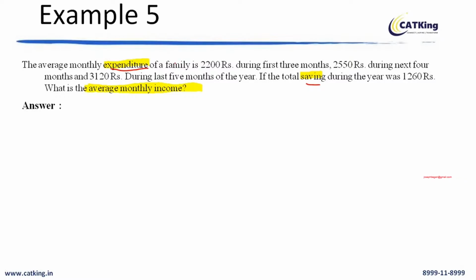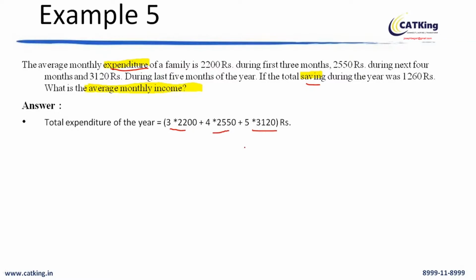Total expenditure कैसे निकालोगे? 3 महीने का average दिया है, 3 महीने का total. So this will be 3 months total. फिर 4 महीने का average दिया है तुमको. So this will be 4 months का total, and this will be 5 months का total. हो जाएगा 12 months का total. There will be 32,400 rupees. This is the total expenditure.